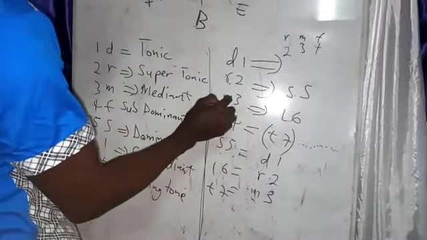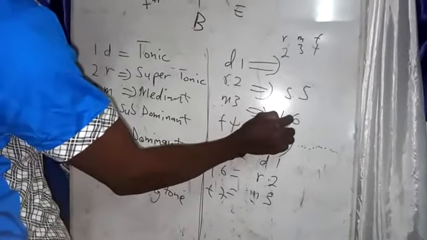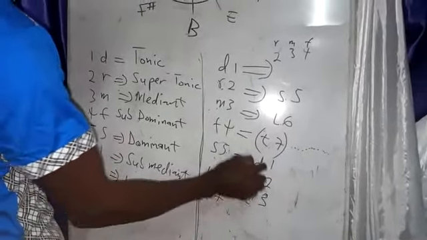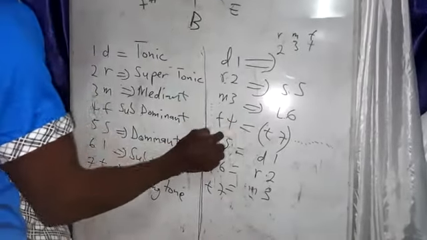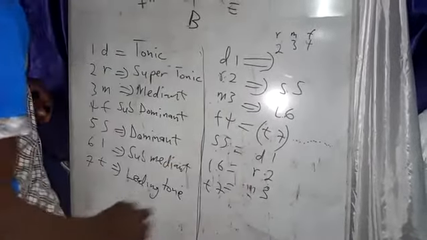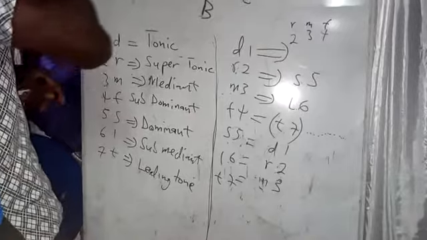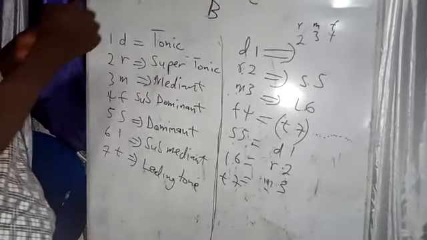So this is mi. The mi goes to la. The la goes to re. The re goes to so. The so goes to do. So let's say when you are playing a chord, the second chord is what is most important.